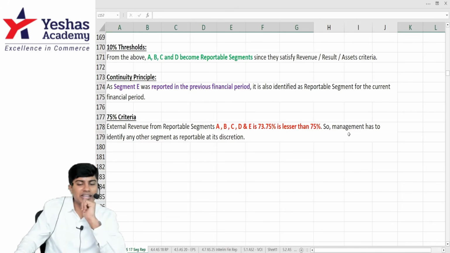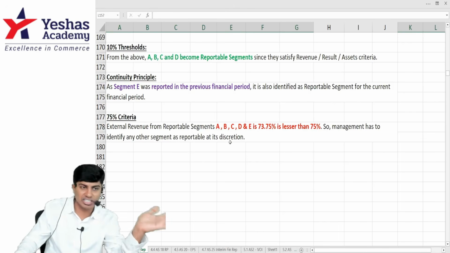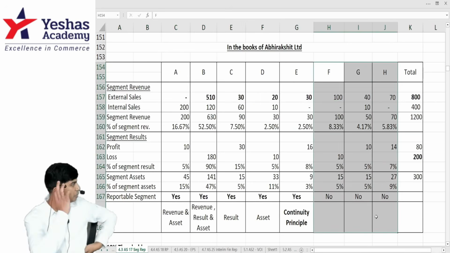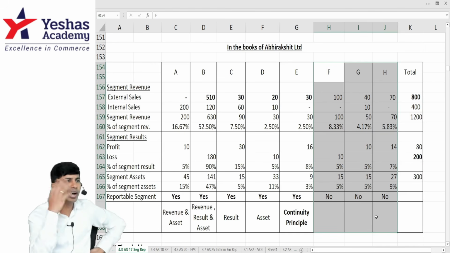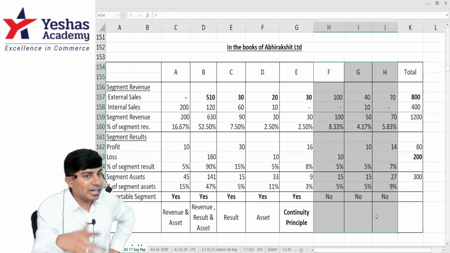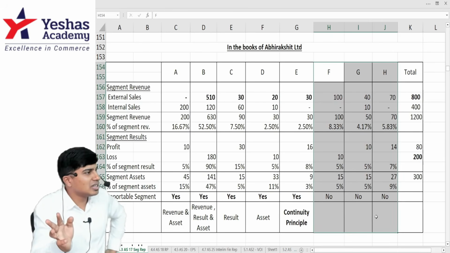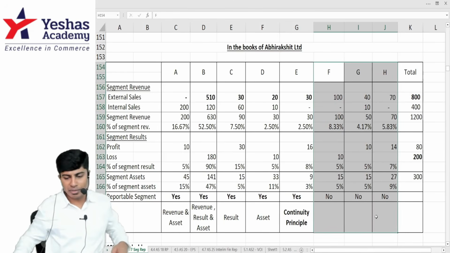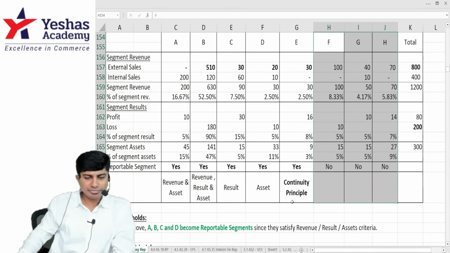What to do? Management has to identify another segment as a reportable segment at its discretion. So F, G, H are there. One of them will become reportable. Which one? Who are we to decide? Let them decide. We'll only tell that it is 73.75, not 75, so you might have to identify another segment as reportable. You understand this? Come on, copy this and we are done.